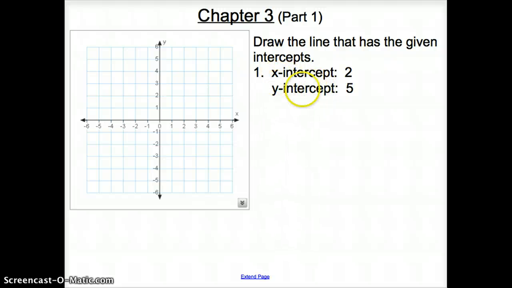What we have to do, the x-intercept, remember, here is our x-axis. Our x-intercept is 2, so we put a dot on 2, and then the y-intercept goes on the y-axis, which runs up and down. Here's the y, so we go up 5, put a point on 5, and now we're asked to draw a line. So now all we have to do is connect the dots with the line, and there we go.